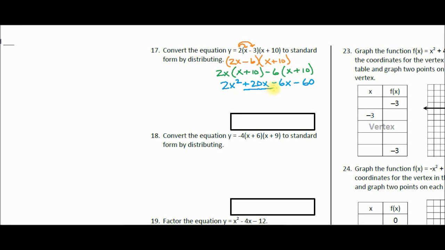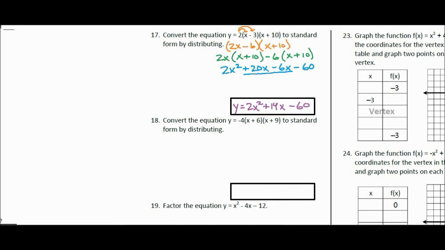Remember, class, when we use this method, the middle two terms are always common terms. And that's going to be, let's write our final equation right here. Y is equal to 2x squared plus 20x minus 6x, which is positive 14x. And then we have the negative 60 on the end. Question number 18 is just the same thing. We're going to practice it again.